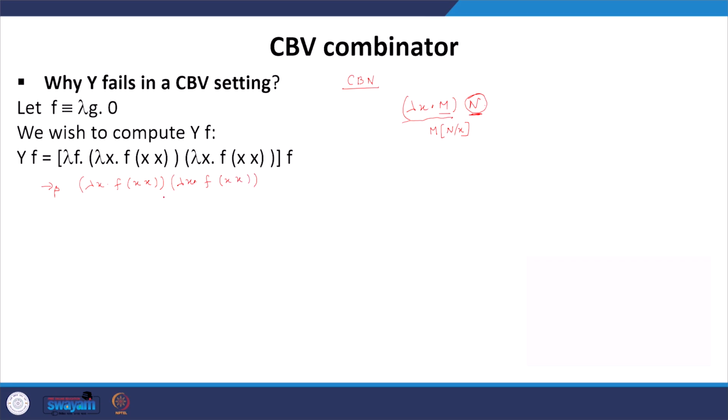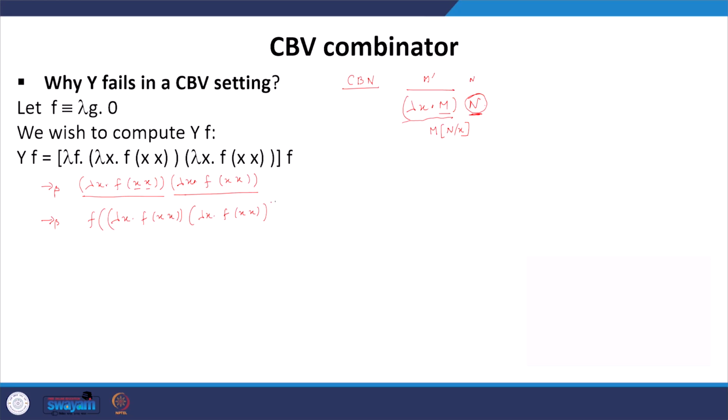Now as per the CBN, what we have done, f is replaced here, and this is beta reduction. Now this is of this form, it is m and this is n. This is m, this part is again m prime, and this is n here. Now here again we will do beta reduction, and that means this x will be replaced by this part. So it will be lambda x dot f of x, again this x is lambda x dot f of x x.